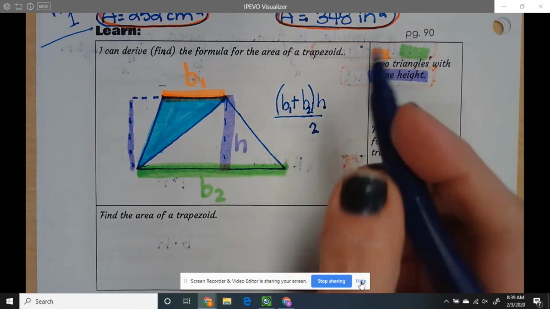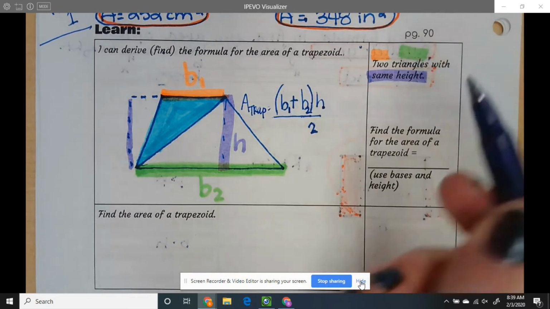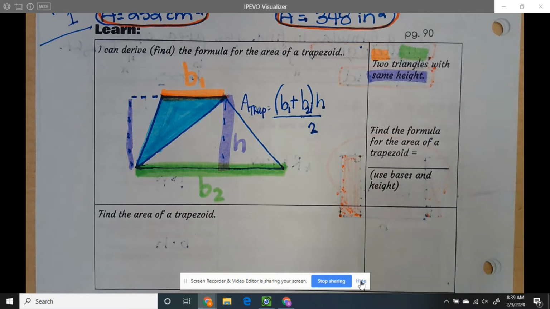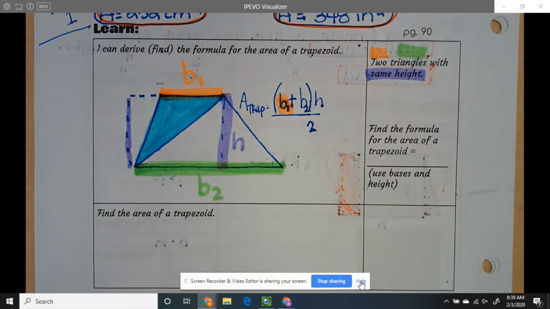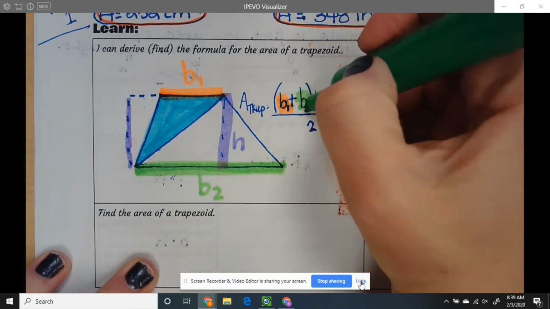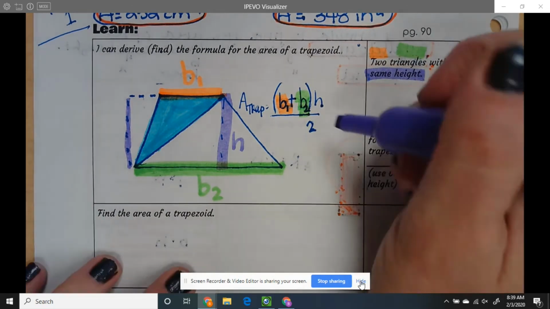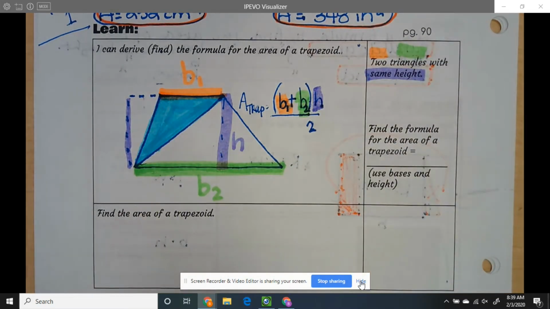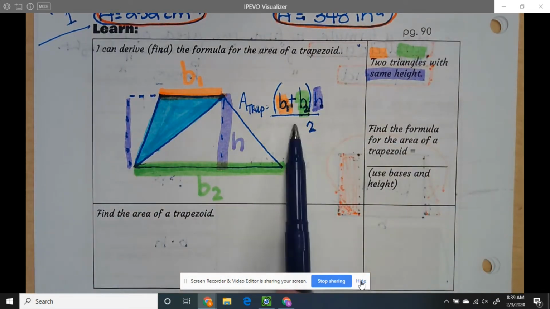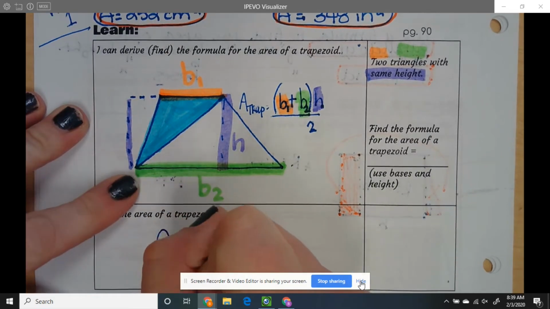So that gives me the area of a trapezoid formula, where I have base 1 for my first triangle, and then I add base 2 for the second triangle, and then the height, I only need to multiply times one of the heights because it's the same for both of them, and then the divided by 2 is the same as in the area of a triangle formula.